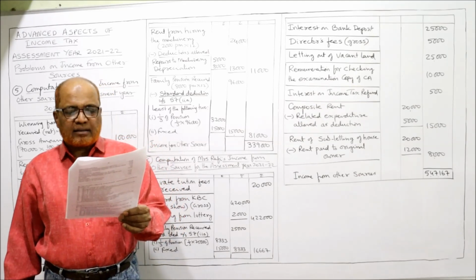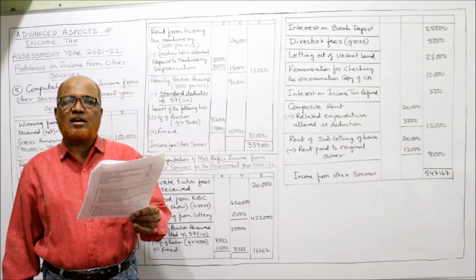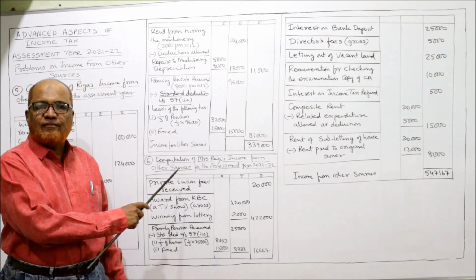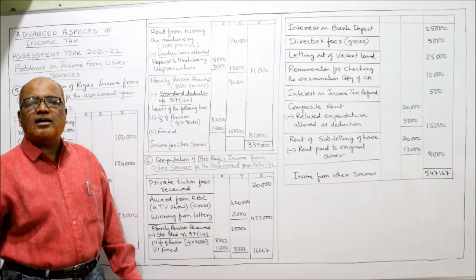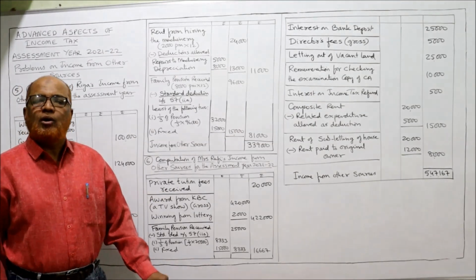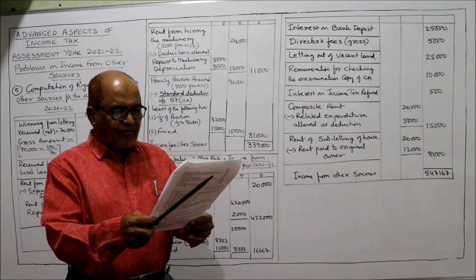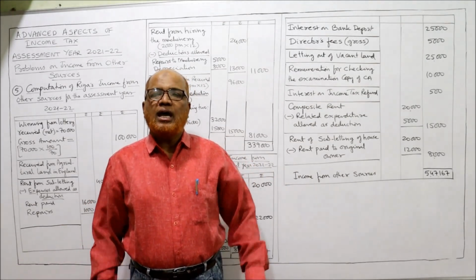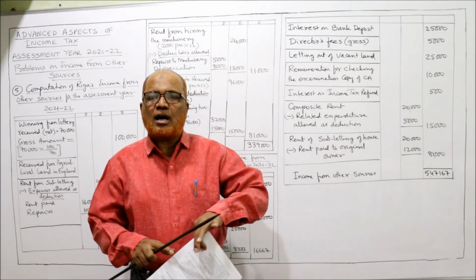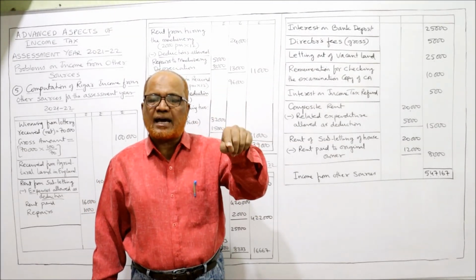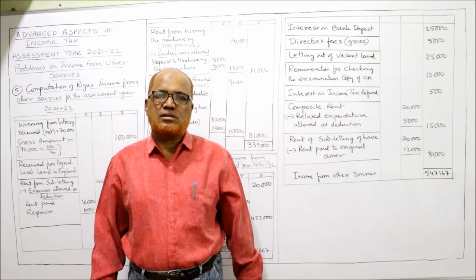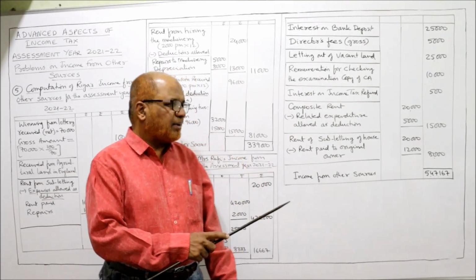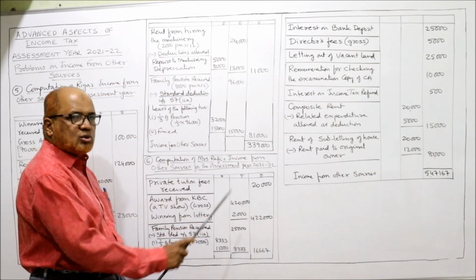Compute taxable income under the head income from other sources of Mrs. Rafi from the following data. So here you can see the computation of Mrs. Rafi's income from other sources for the assessment year 2021-22. One by one we'll consider each item. First, private tuition fees received. First time we are coming across this. Any income which does not come in the first 4 heads is taxable under income from other sources. So private tuition fees are taxable under the head income from other sources. Private tuition fees received 20,000.